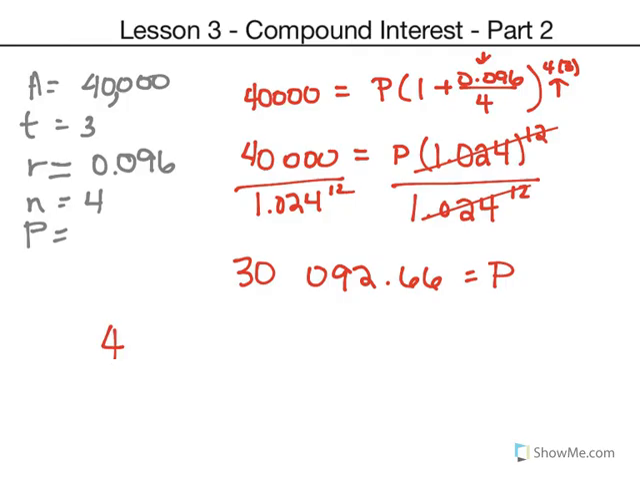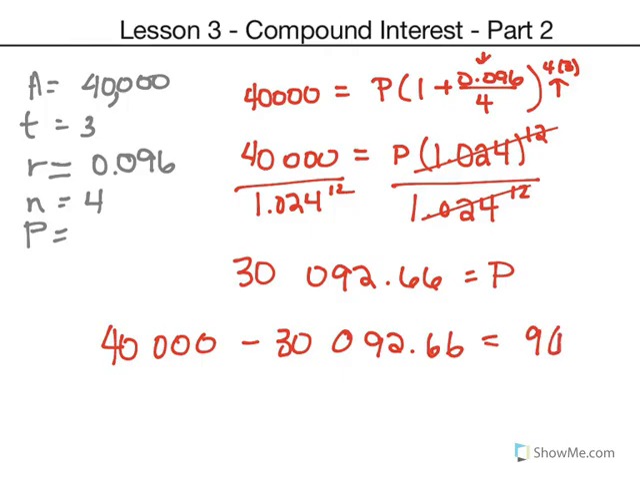So for B, how much interest do you earn? In the end, we have $40,000. We invested $30,092.66. So that means you earn $9,907.34, which is pretty good for 3 years. In 3 years' interest, you make almost $10,000, not even doing anything.